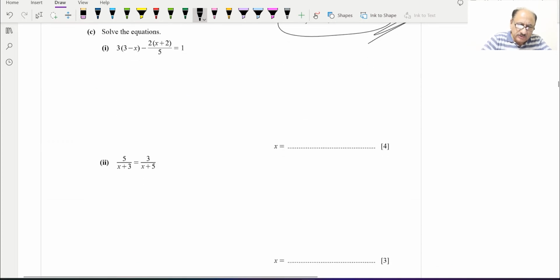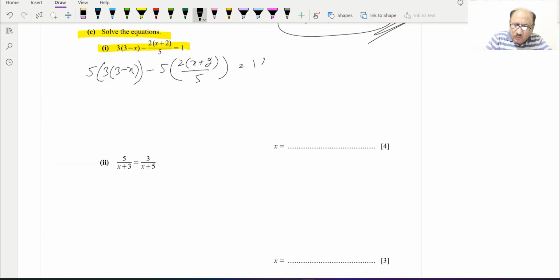Hopefully you understood this. Now C part, solve the equation. This equation we need to solve, and this is a simple algebraic equation which is provided. We'll just multiply everything by 5. So 5 into 3 into 3 minus x, and bracket close, minus 5 into 2 into x plus 2 over 5, and this is equal to 1 multiplied by 5.